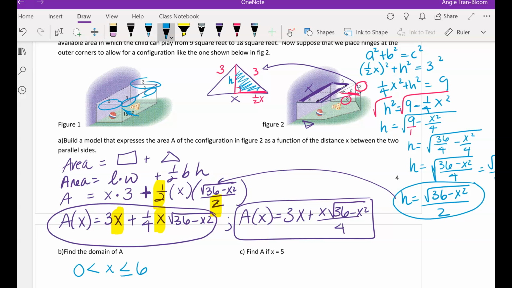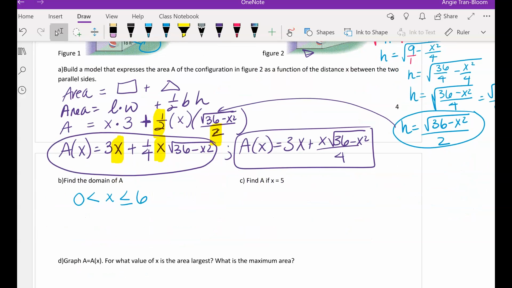There's no way that you can make it slanted, because this is still just 3. If you don't move it inward, then this right here will not connect, and that's not going to make your figure 2 playpen. So that's why you have to move it in a little bit. So the most it can be is 6, and the least is 0.